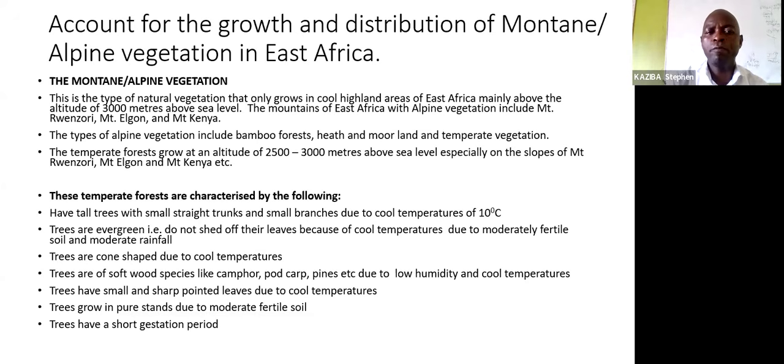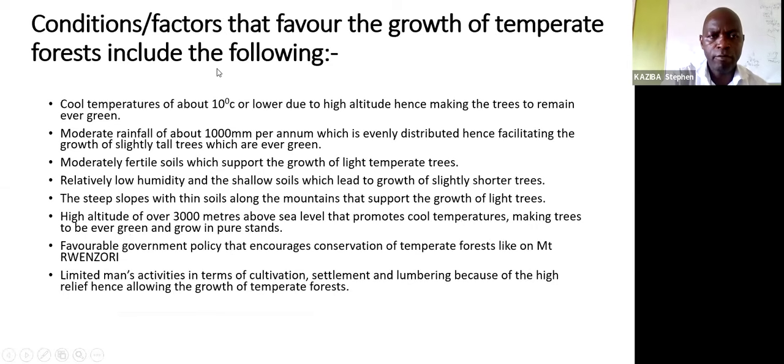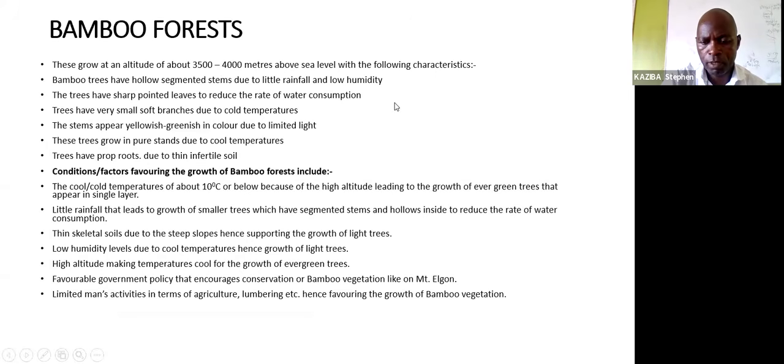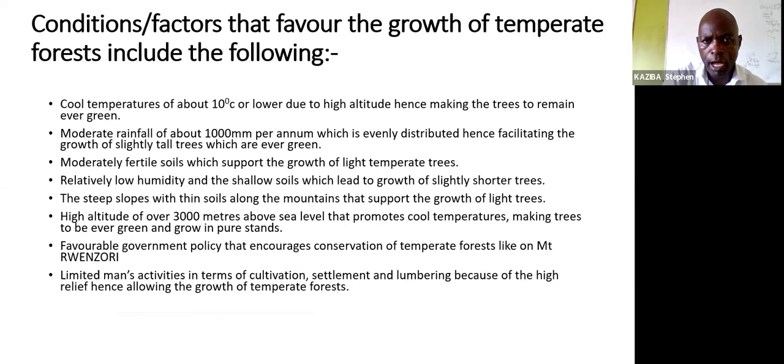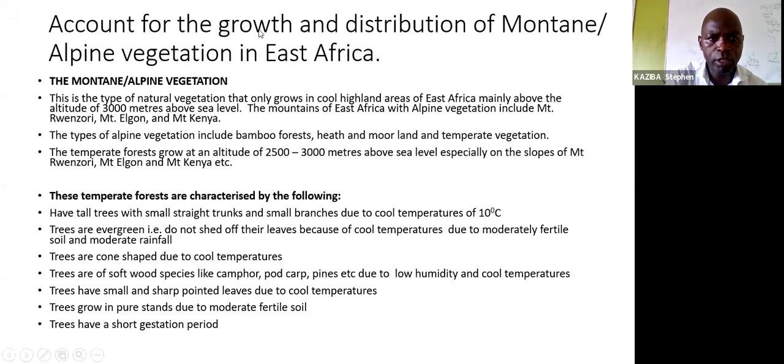You begin by defining alpine vegetation, not natural vegetation. So this is a type of natural vegetation that only grows in cool highland areas of East Africa, mainly above the altitude of 3,000 meters above sea level.